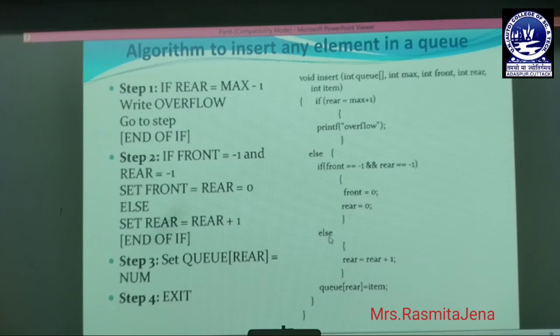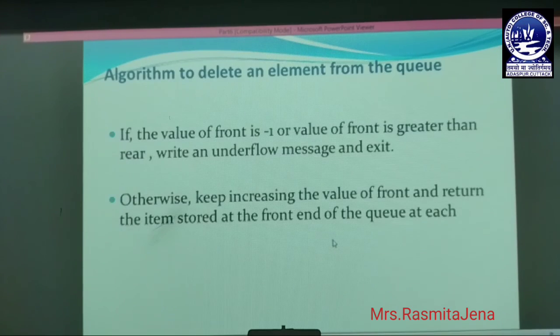So, we will go for the else part, and in the else part we will increment rear equals rear plus 1, and where the rear points in the queue, we will store our new element at that location. This is the end of the if block and the end of the function block. So, this is the algorithm and the function implementation for inserting an element into a queue. Next, we will see the algorithm to delete an element from the queue.